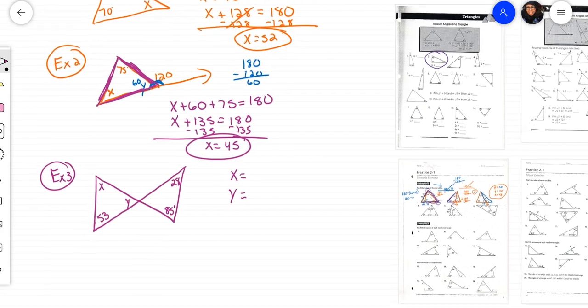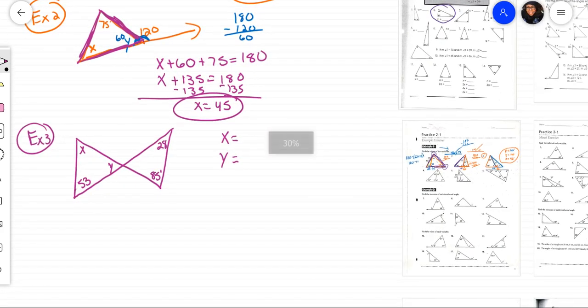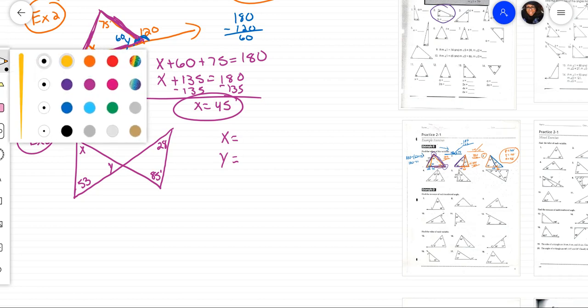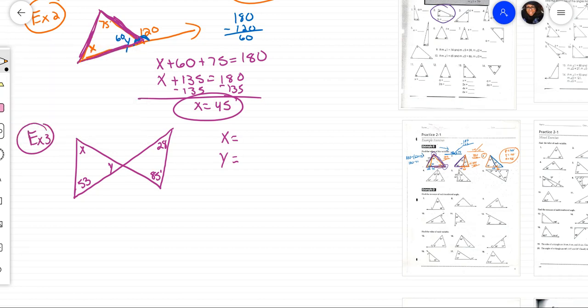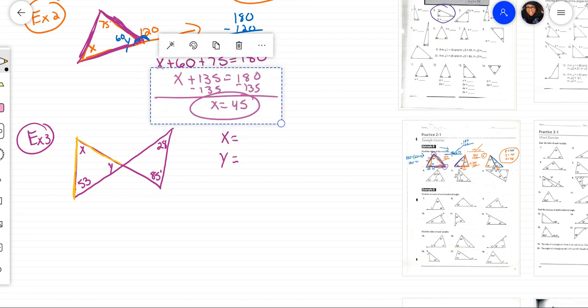So for this example, again, we're basically practicing triangle angle sum here. If you were to look at what we have here, we have two different triangles. We have this one that I'm going to outline in yellow now, and we have the other, the purple one. Now for this yellow triangle, that's where I need my x and y.